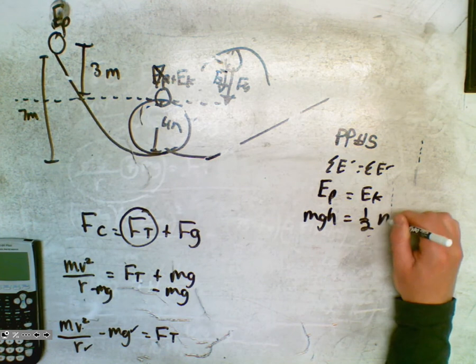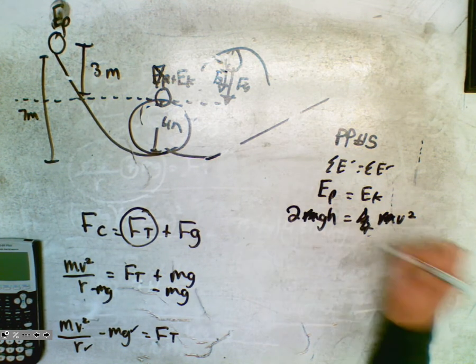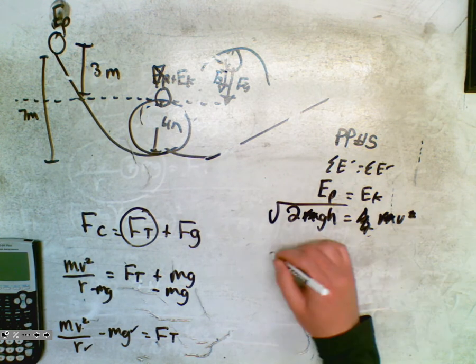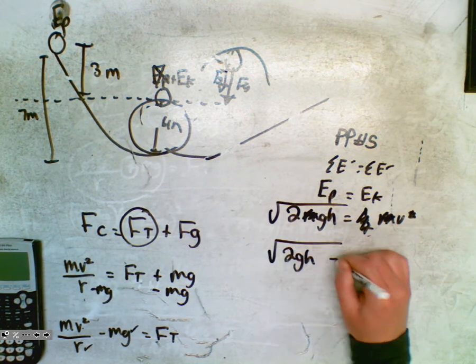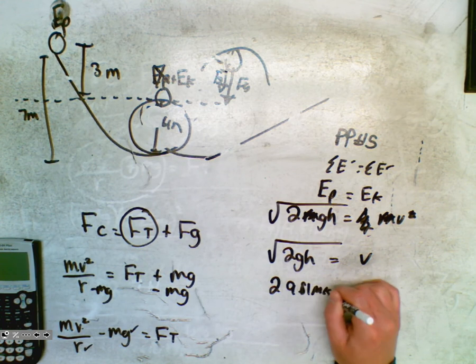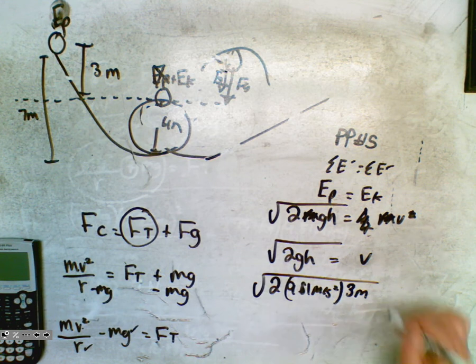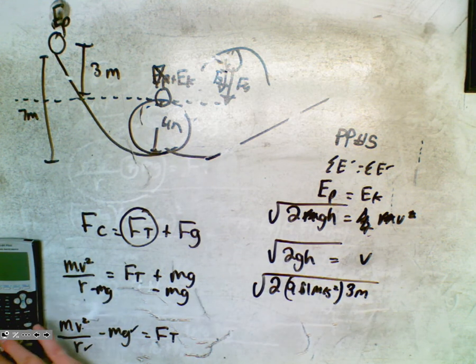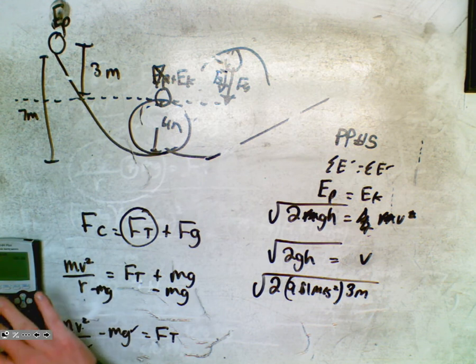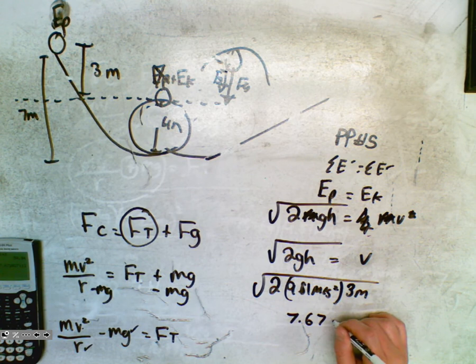mgh equals 1/2 mv squared. Our masses cancel out. The 2 goes up top, and it's square rooted. So square root 2gh is equal to v. So 2 times 9.81 times our height. It's 3 meters above our reference point. We square root it. We end up getting 2 times 9.81 times 3, square rooted, 7.67 meters per second. I'll use that full answer. So that's how fast we're going.